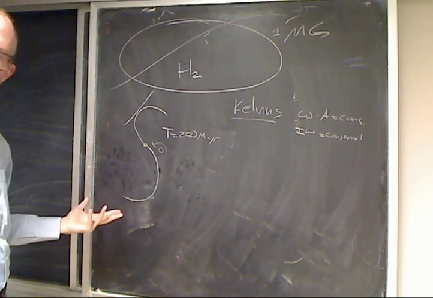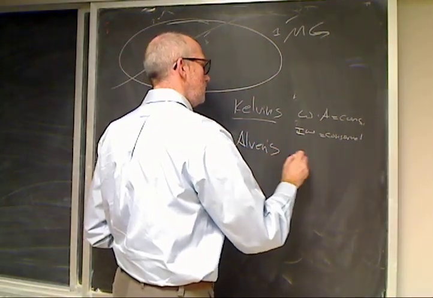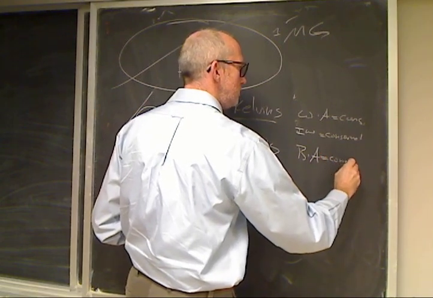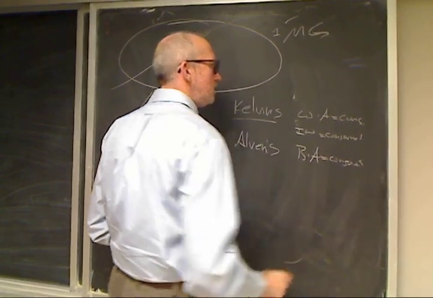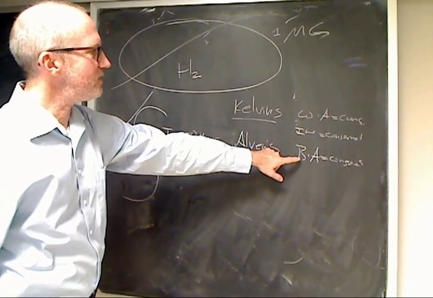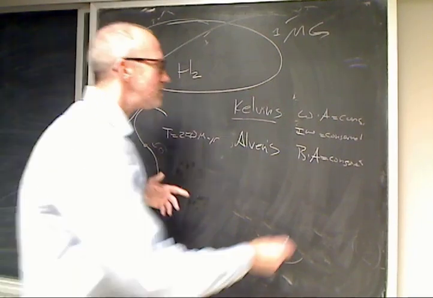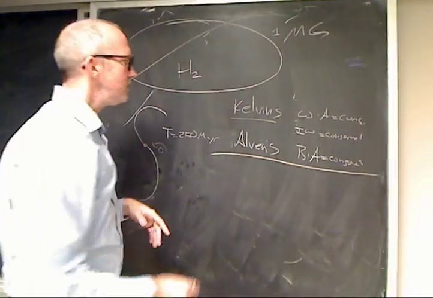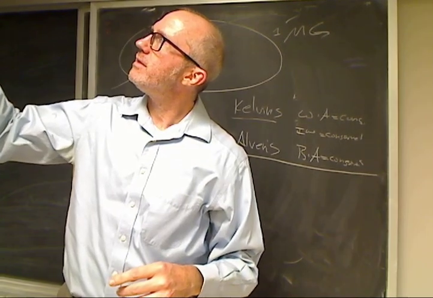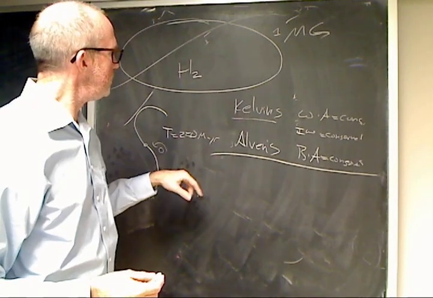There we have Alfvén's theorem, and that says that B times A is conserved. So when A goes down, B goes up, right? Let's put some math on this and see if it works out. So the cloud of gas is rotating with a rotation period of about 250 million years.